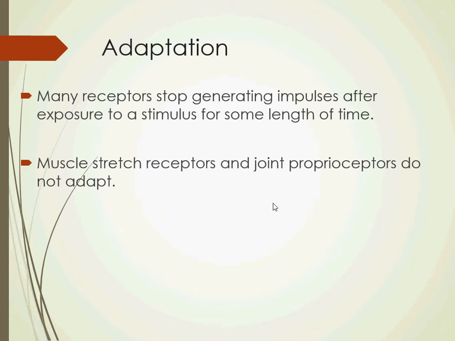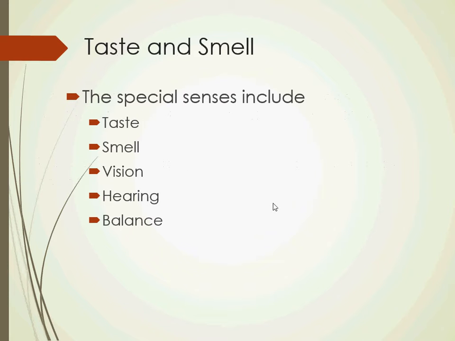There are receptors that don't undergo adaptation, and some of those are muscle stretch receptors and joint proprioceptors. Proprioception is the basic idea of where your body is in space. So it's important for your brain to be aware of where your body is in space as you're undergoing everyday activities. Special senses are taste, smell, vision, hearing, and balance.